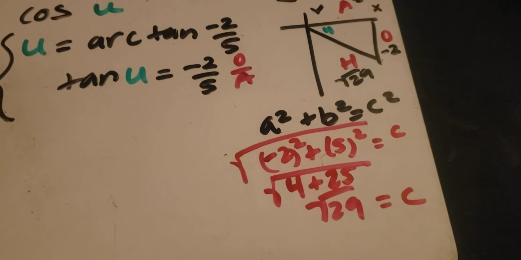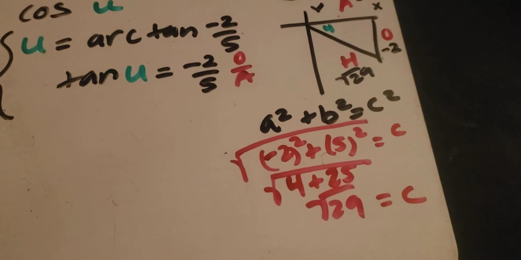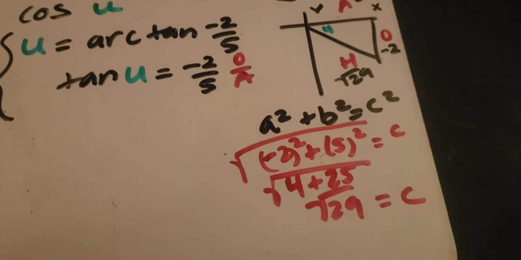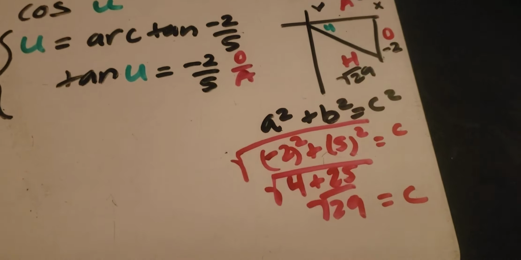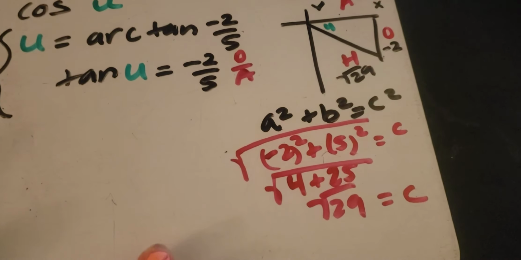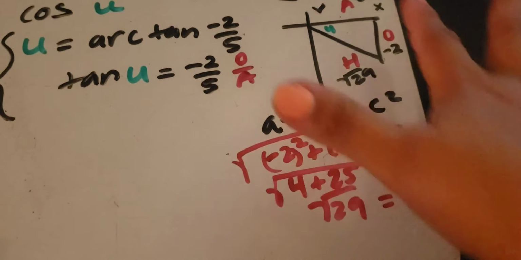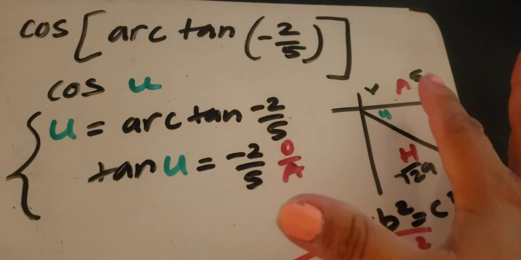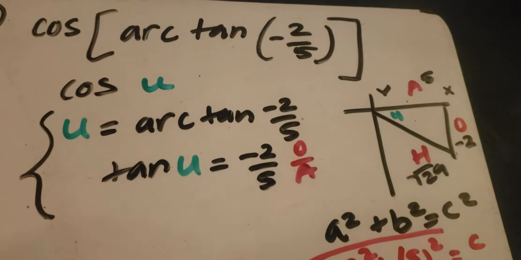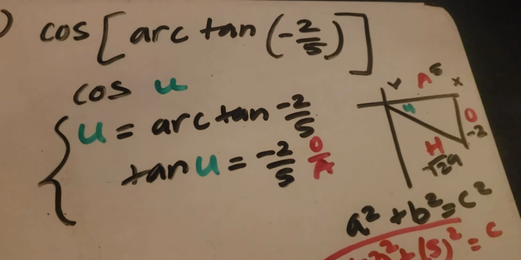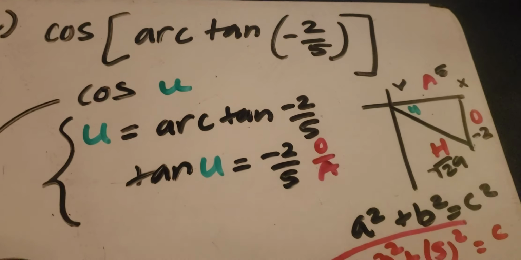Again, you can do this graphically and probably a little bit faster, but you should be able to do it algebraically, especially because it's going to help you with the next topic, okay? So we have everything that we need in that triangle. So now we're going to find cosine of u.